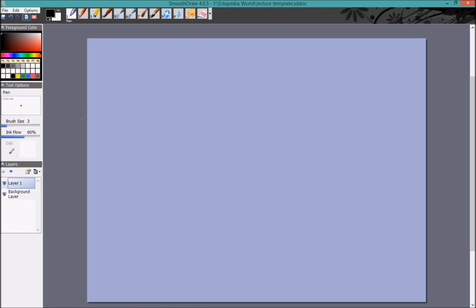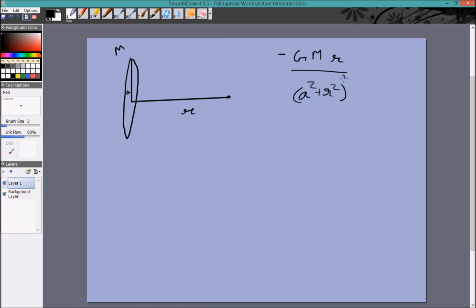Let's look at the case which is slightly more complicated than this. We had a ring and we had a distance r from this, and the radius of the ring was a, and the mass of the total ring was capital M, and we wanted to find out the gravitational field at this point. We calculated the gravitational field and we found out it was minus GMr by (a squared plus r squared) to the power 3 by 2. Right. Obviously r hat, that is towards the center.